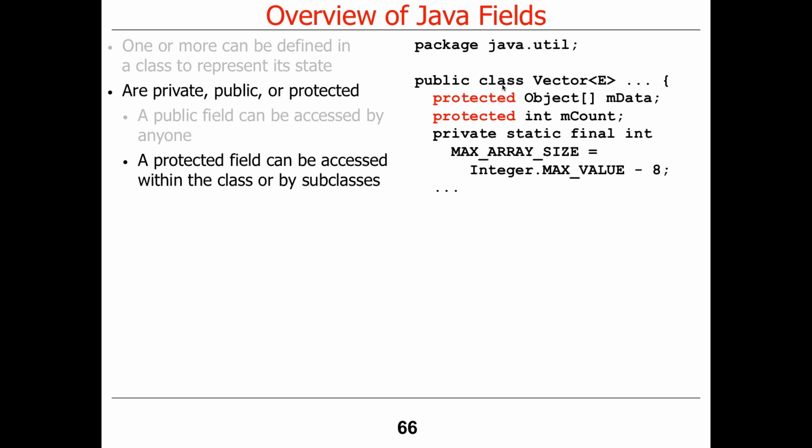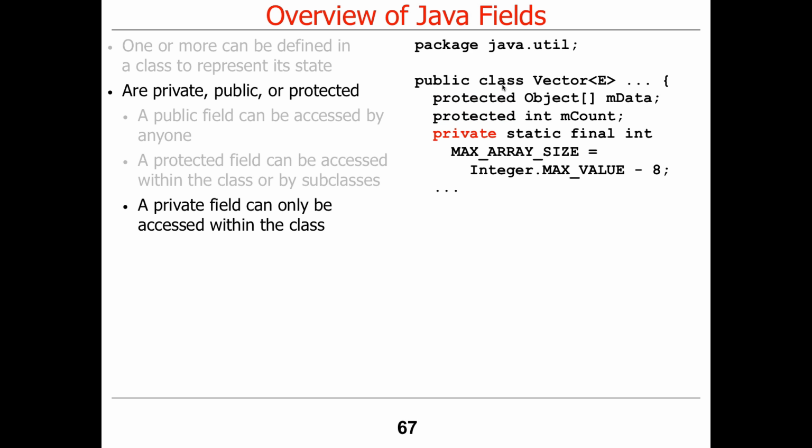A protected field can be accessed within the class or by subclasses, but not by direct clients of the class, only by subclasses. And then, of course, private fields can't be accessed by anybody except members of the class, methods, and so on.